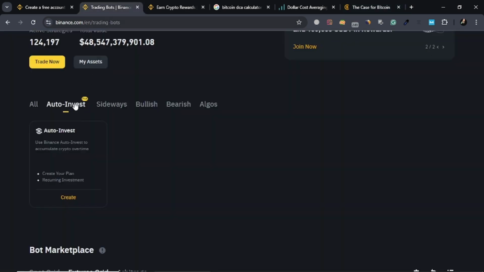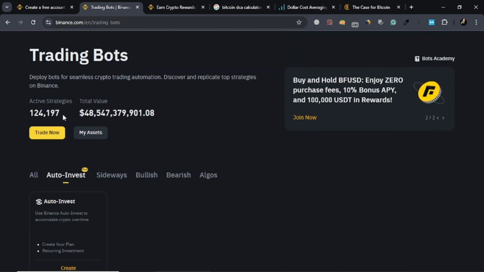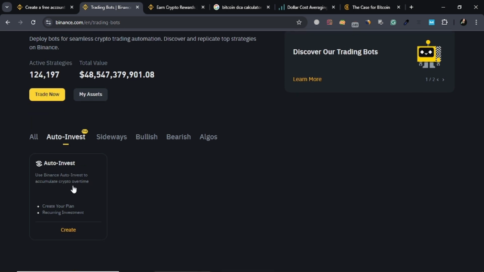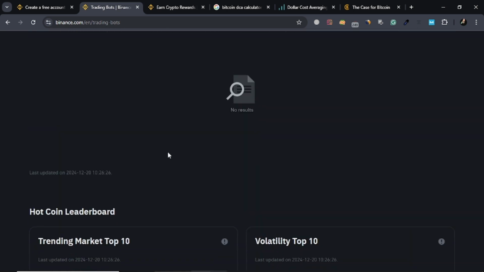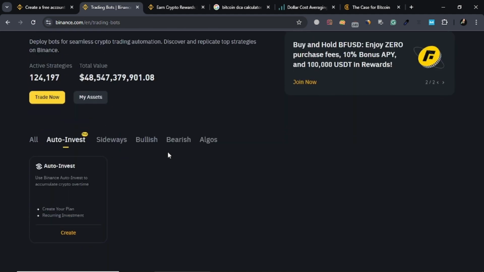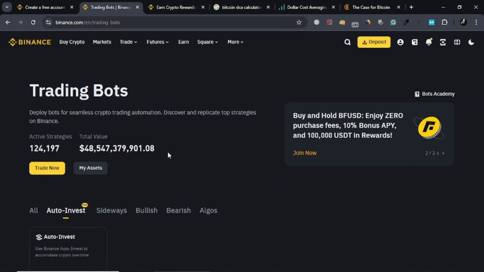To sum up, Binance Auto Invest is an excellent way to grow your wealth automatically by accumulating Bitcoin over time. Stick to regular investments, focus on the long term, and use the tools I've shared to estimate your profits.